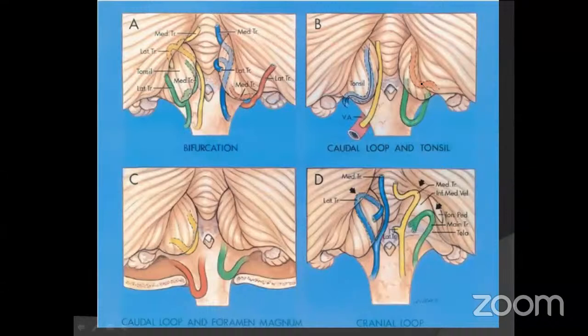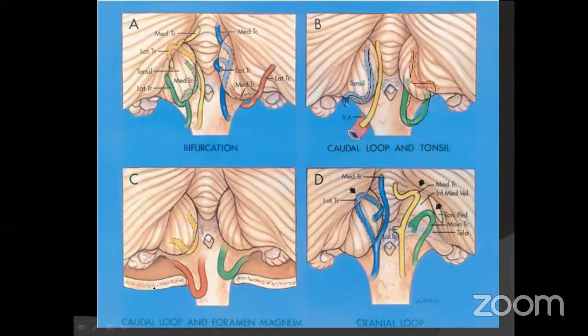But sometimes the origin of PICA from the vertebral artery differs, so the loops can differ. Sometimes the caudal loop won't be that caudal, just like this orange one. And sometimes the caudal loop will be very caudal and running inferior to the tonsil, just like we have seen in this green loop. So these variations can be present.